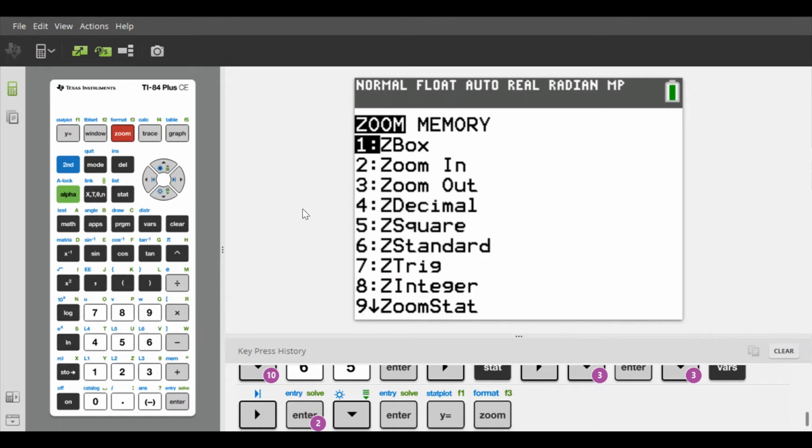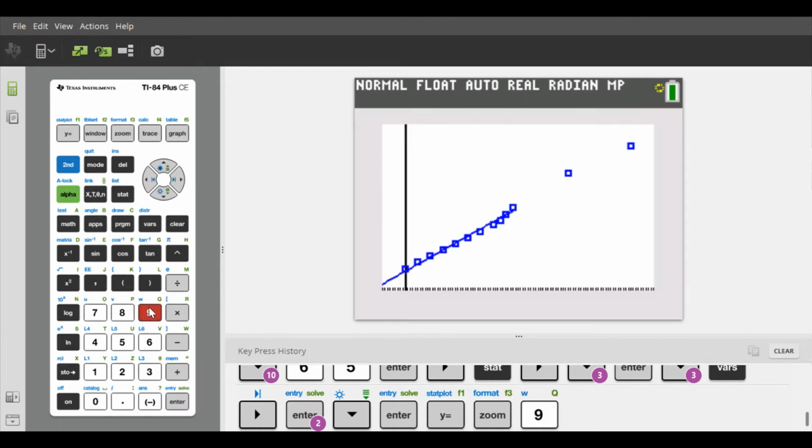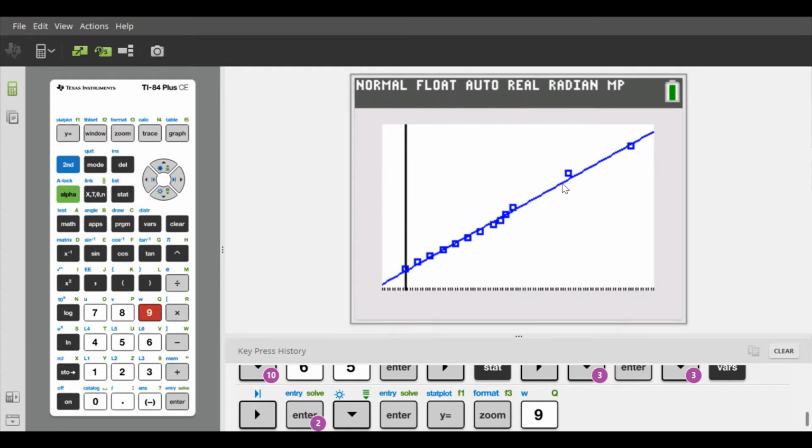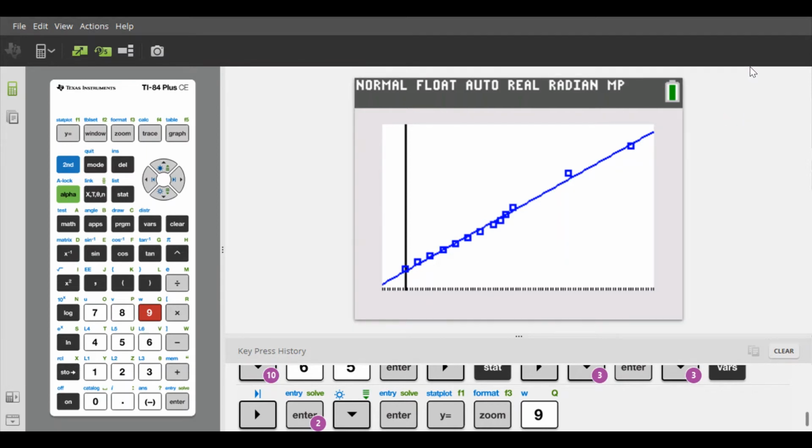I need to go zoom stat, which is number 9, and it's gonna zoom it appropriately for me. And what we notice is this line does a really good job of fitting this data. Most of the data points are really, really close to the line, if not on the line. So, calculator did an excellent job. We know what the line is. We'll go back over to the lecture note, write that line down, and then move on to the next example.